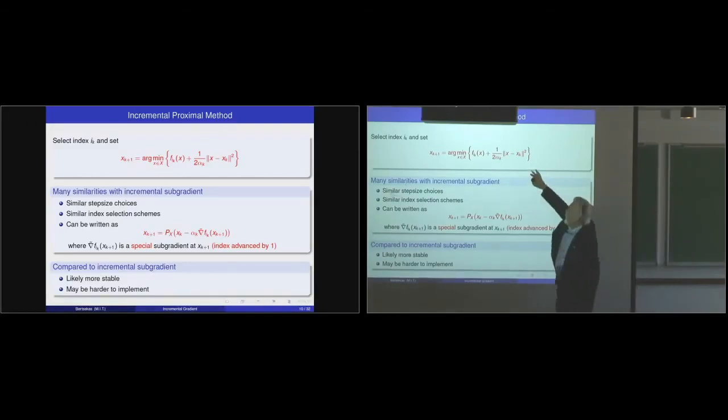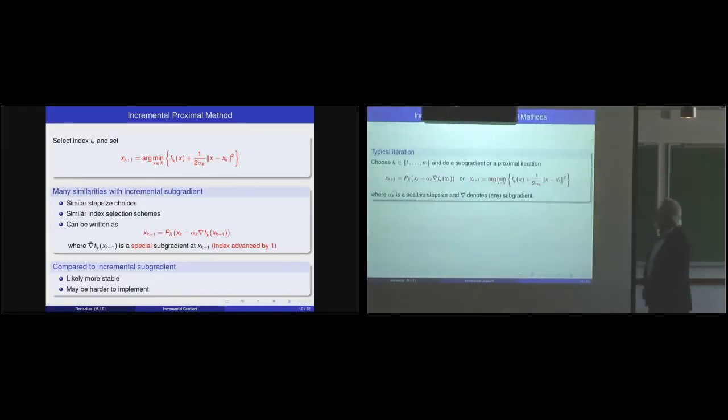Why would you want to use this? Well, it's slightly more stable. It sort of tends to inherit the stability of proximal iterations. So if you can use it, you'd prefer it. But the difficulty, of course, is that it may be harder to implement because you're minimizing a full component function.